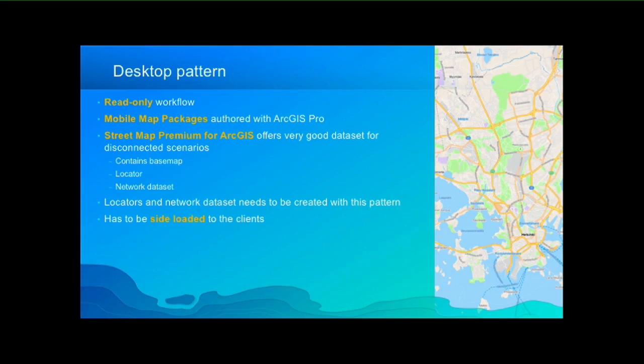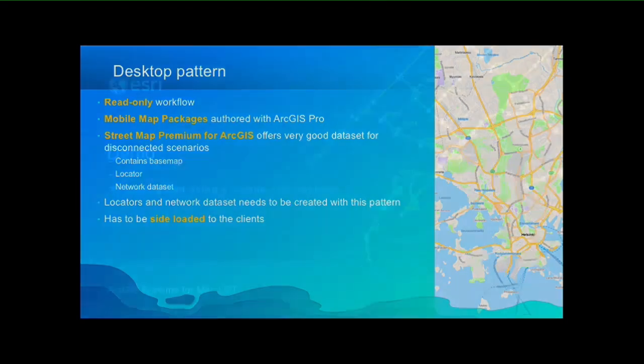One good example of where we actually leverage mobile map packages is with the Esri StreetMap Premium for ArcGIS data product that we have. And these are nice base maps for around the world that come with locators and navigation routing networks with them. And you can use them in your own apps by leveraging this data product. So they're a great way to see a good example of the use of mobile map packages. And these are what we use to power our Navigator application.